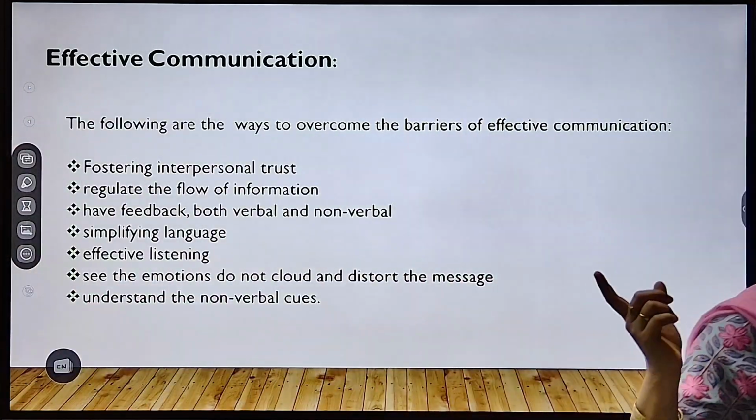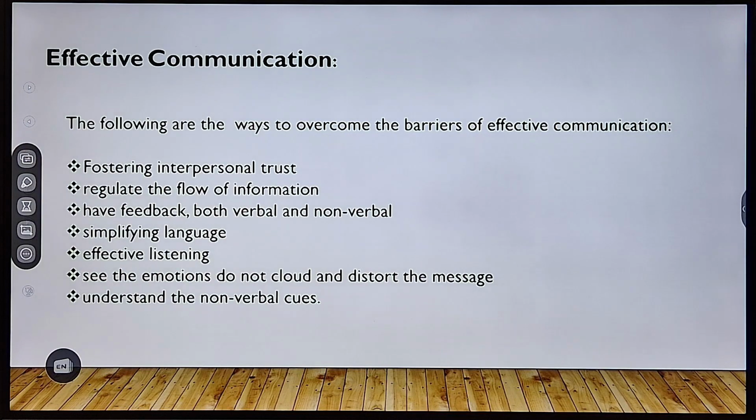Next, this is from your previous topic, communication, okay? For communication to be effective, what are the things that are required? So, the first step is fostering interpersonal trust. Trust is needed for the communication to be effective, because when something is communicated, if the other person doesn't trust you, then he will not take the next action. If I ask you to do something, and you do not have the trust in me, then you will never do it, right?